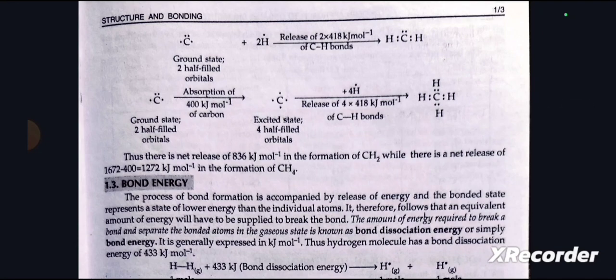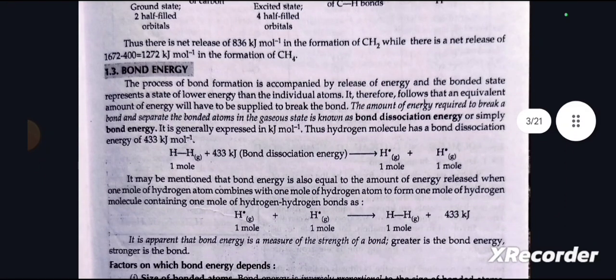Ground state, 2 half-filled orbitals, plus 2H gives CH2. Ground state carbon, in the presence of absorption of energy, gives C star, the excited state with 4 half-filled orbitals. In the presence of release of 4 times 418 energy of CH bonds, it gives CH4. Thus there is a net release of 836 energy in the formation of CH2, while there is a net release of 1272 energy in the formation of CH4.